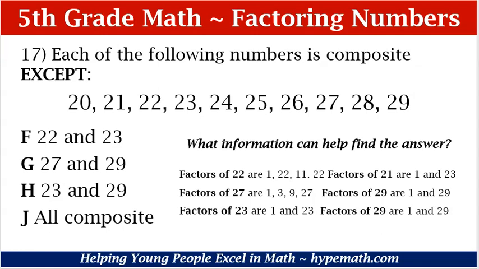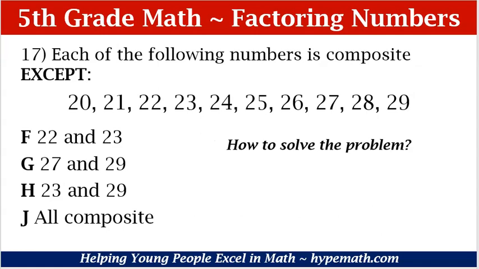Moving on to G. The factors of 27 are 1, 3, 9, and 27. The factors of 29 are 1 and 29. For H, 23 and 29, the factors of 23 are 1 and 23, and the factors of 29 are 1 and 29. The reason we didn't put J is because it's saying that all of the numbers are composite, okay?